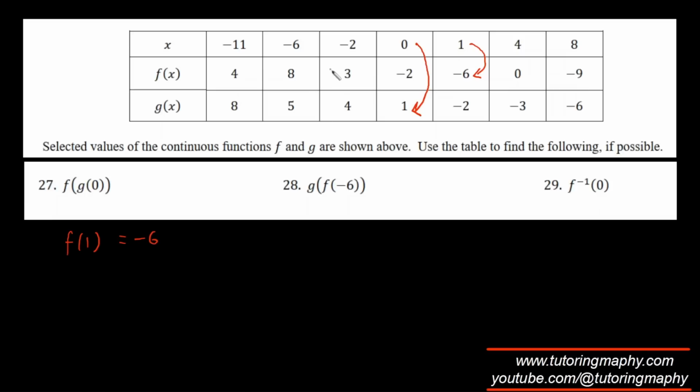f of -6. So where is -6? There you go. What is f of -6? When x is -6, f is 8. So this is going to look like g of 8. And when x is 8, g is going to look like -6, right? So it's going to be -6. Fun, both are -6.